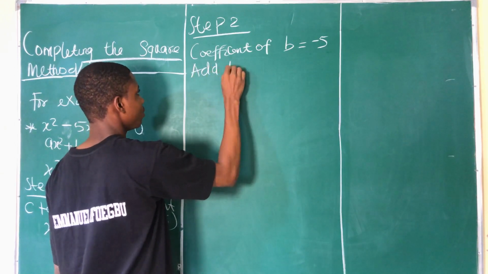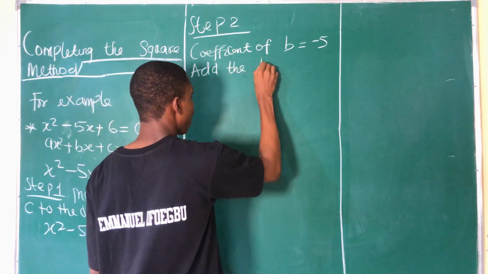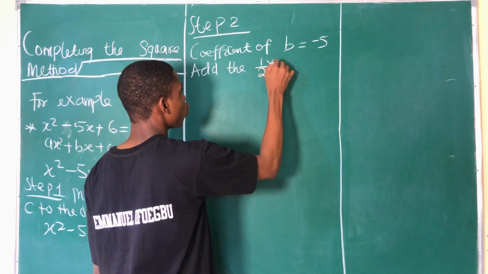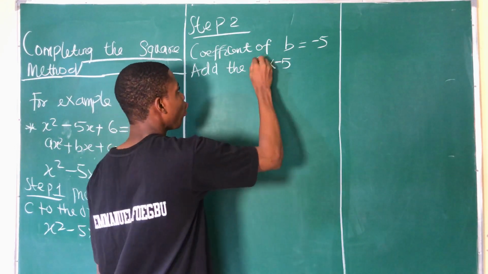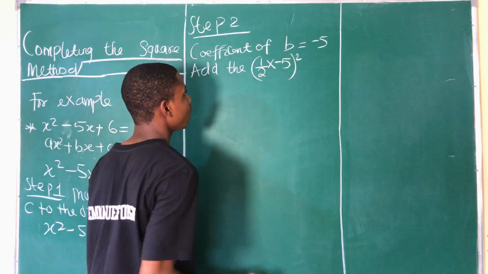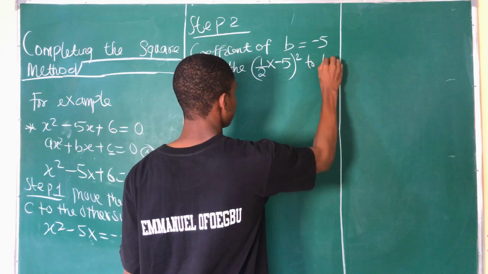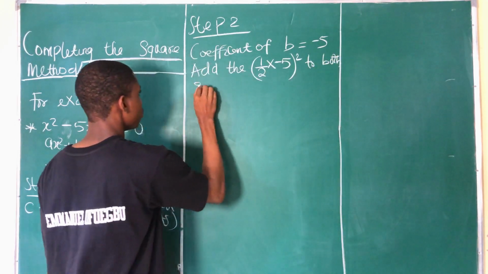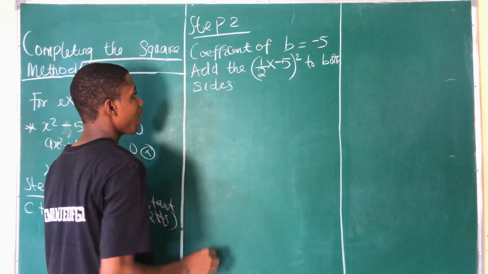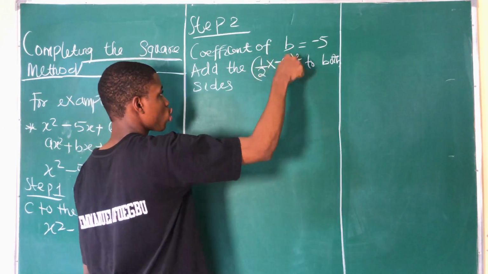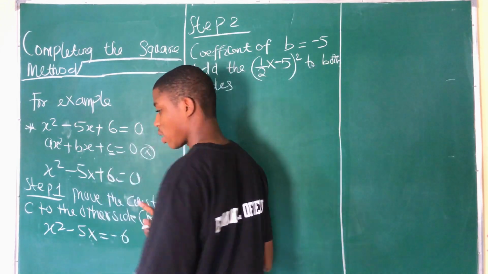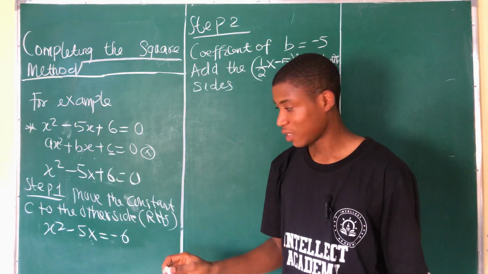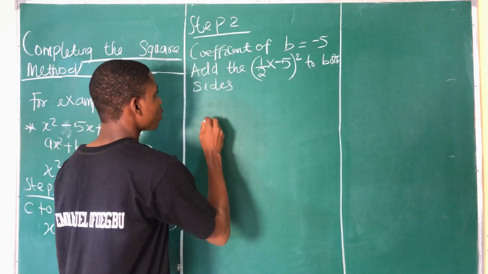Now the step is to add the square of half of the coefficient of x to both sides. Add the square of half of the coefficient of b to both sides. That's what step 2 is. As easy as that.